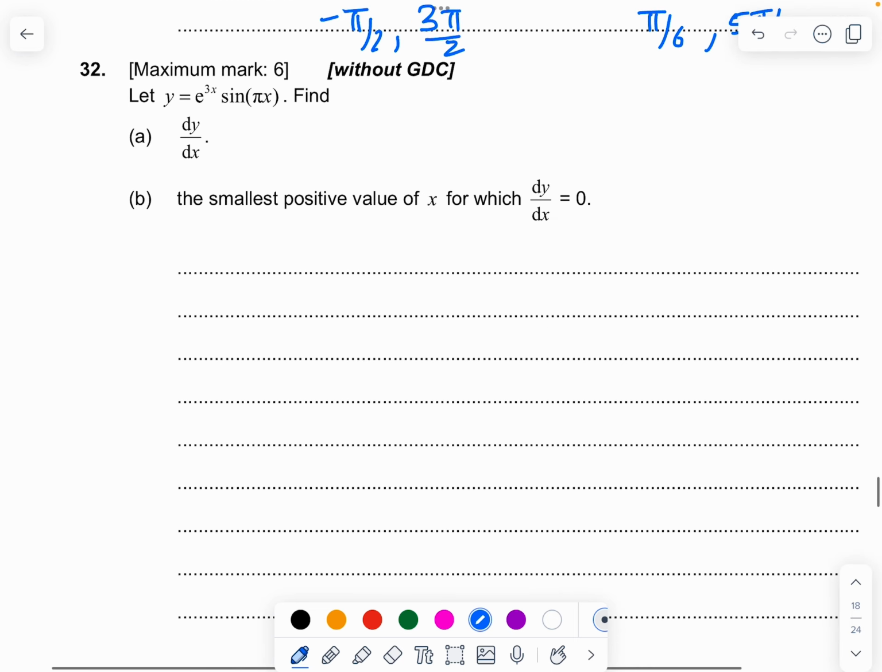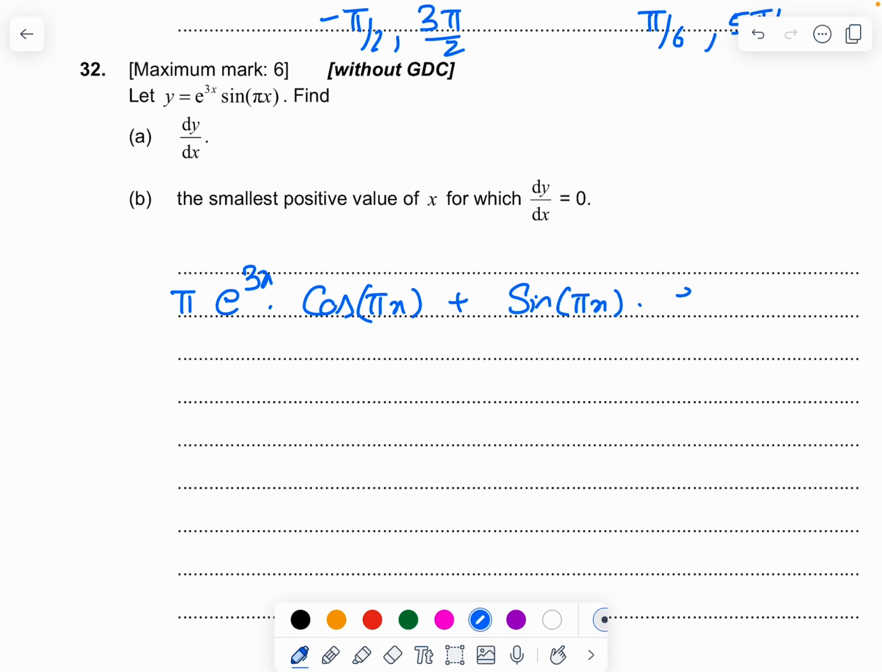Question number 32. Find the value of dy by dx. Product rule: the derivative of e power 3x times sin pi x. The derivative of sin pi x is cos pi x times pi, and next time sin pi x will remain as it is. The derivative of e power 3x is e power 3x times 3. The smallest possible value for this should be equal to 0.